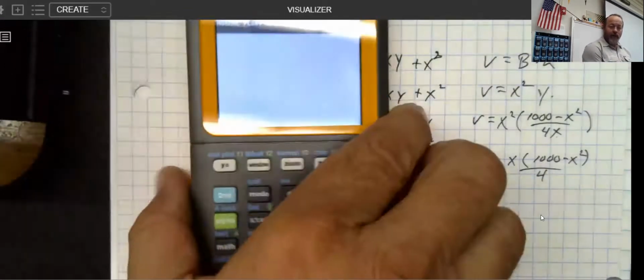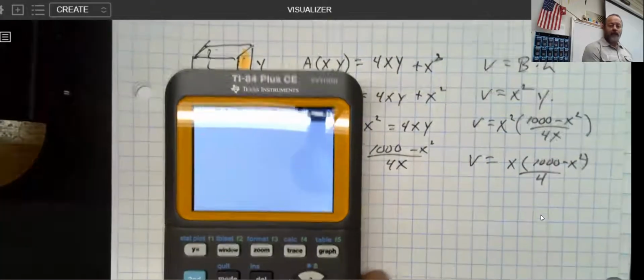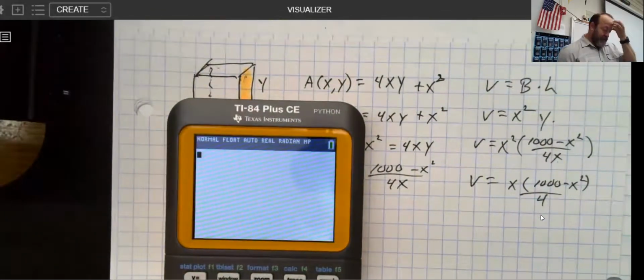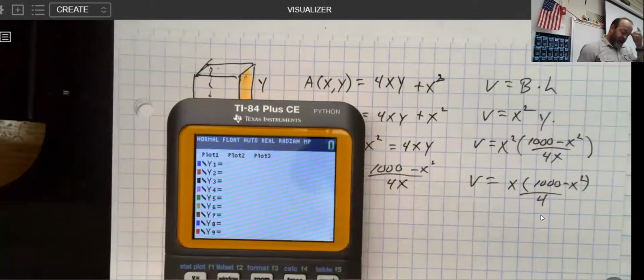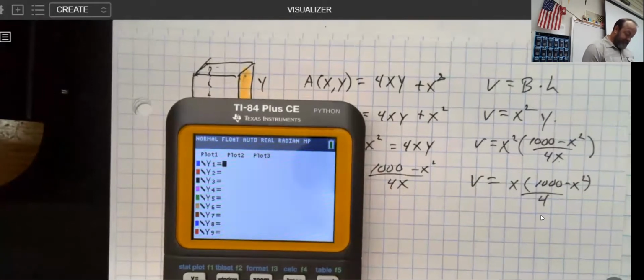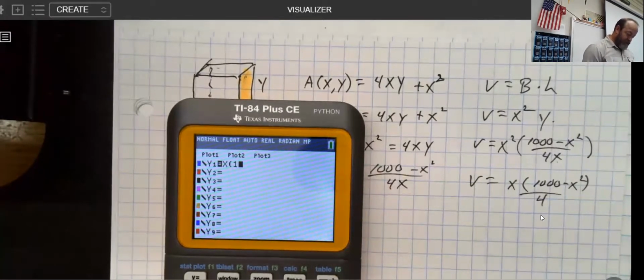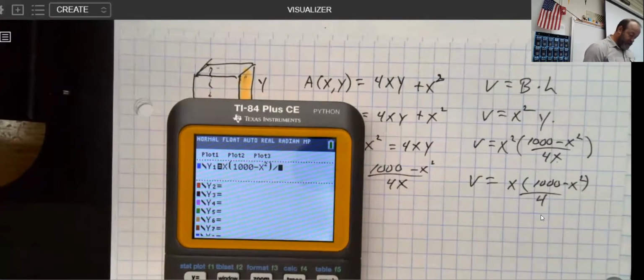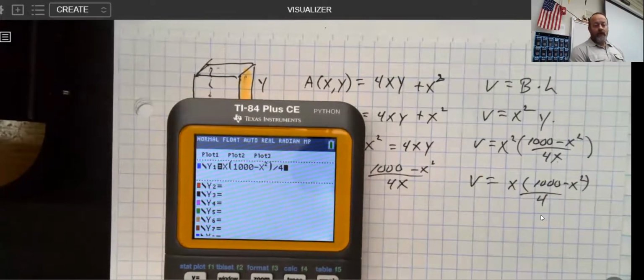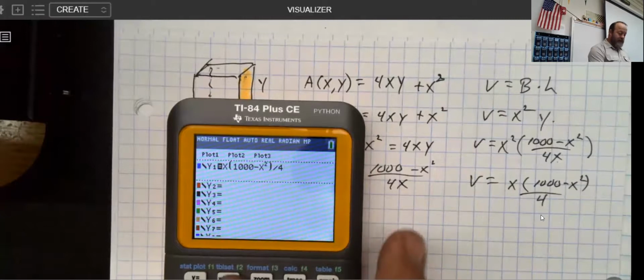So let's see what we got. I'm using one of these nice fancy new calculators for the very first time myself. I have x times (1,000 minus x squared), divided by, I guess, just 4, right? Now, again, window-wise, this is important because they're going to do this thing.